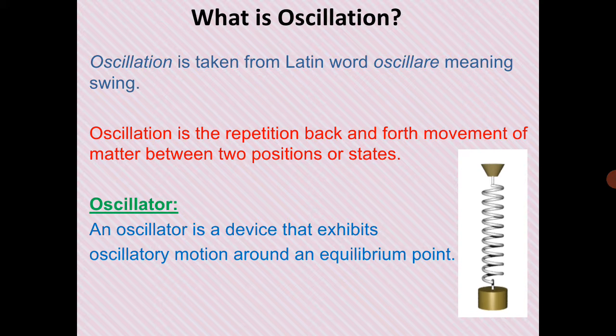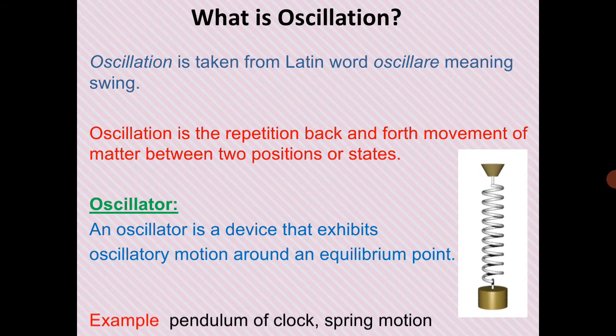Such a motion, which is repeated back and forth, up and down, or to and fro, is called oscillation. And the objects which can perform such motions, repeating back and forth, are called an oscillator. So what is an oscillator? An oscillator is a device that exhibits oscillatory motion around an equilibrium point.